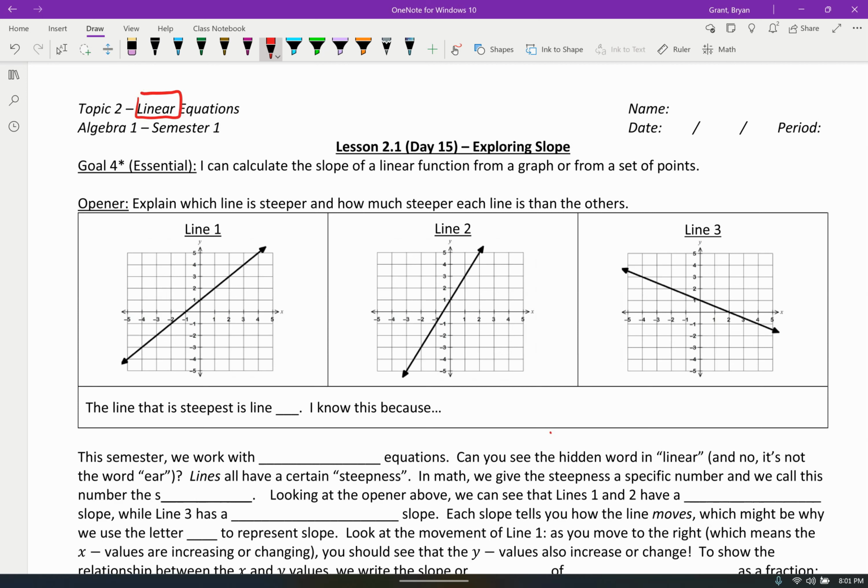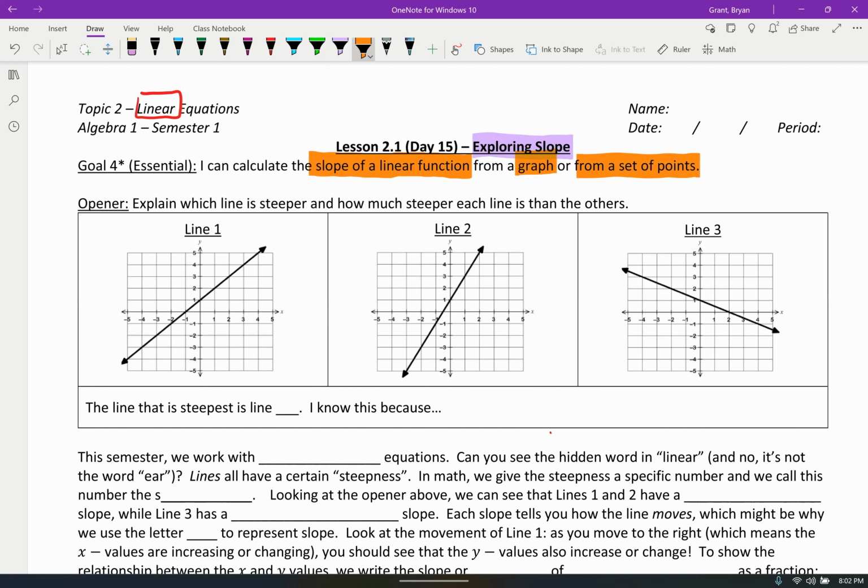But before we can answer that, we need to look at what our new lesson is for today, and then we'll try to answer linear equations as we go through. So we should always read our lesson title, and it says we are exploring slope. Slope is a concept from middle school that you should be pretty comfortable with. You start talking about it in 6th grade, then do more in 7th and 8th grade. So today is all about slope, and that's why our 4th goal for the semester is essential. It's I can calculate the slope of a linear, there's that word again, function from a graph, or from a set of points. So let's start with the opener, and it's a pretty quick one, I think.